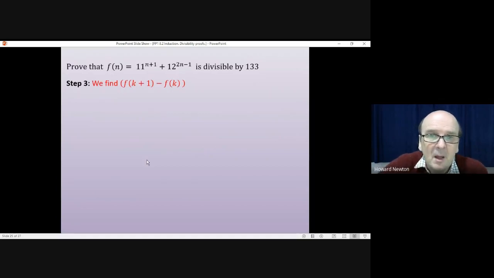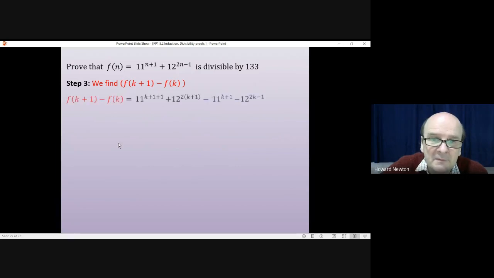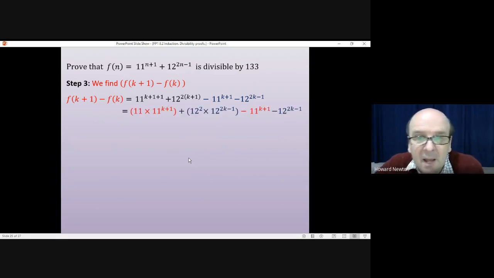Step 3, okay, this time we're finding the difference. f of k plus 1 take away f of k. That is what you would get if you put k plus 1 into this expression, and in the blue here we have what you would get if you put k into the expression. Now, we've taken out 11 here. We'll have 11 times 11 to the power of k plus 1 plus 12 squared times 12 to the power of 2k minus 1. And I think these 2 terms on the end here are the same as they were before.